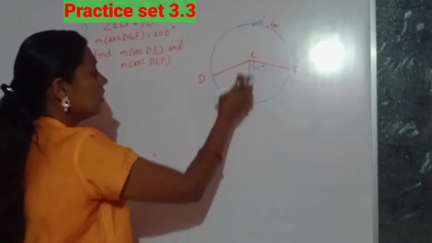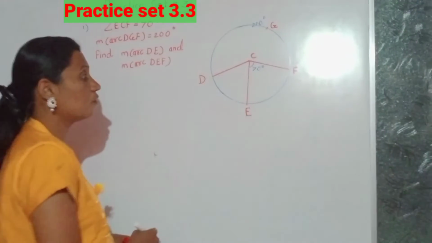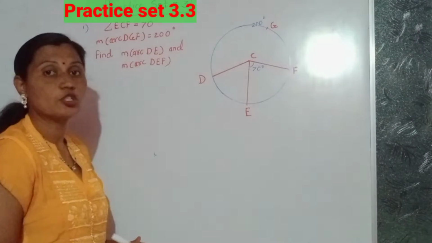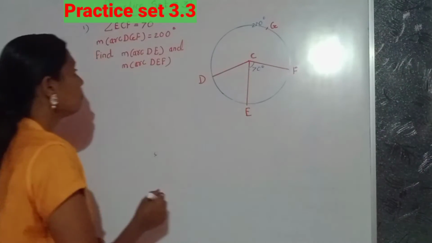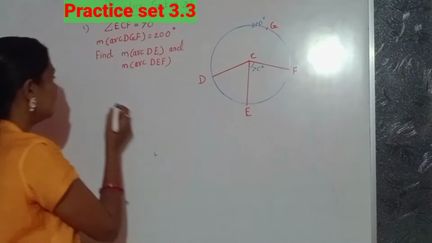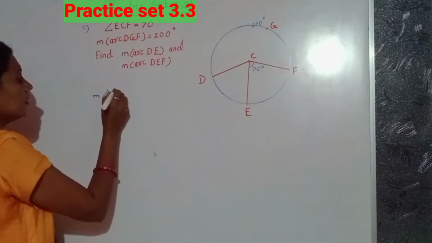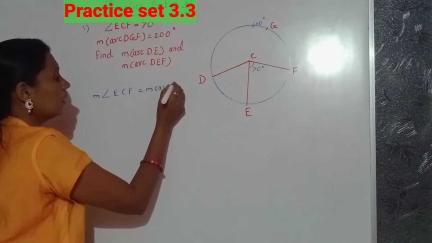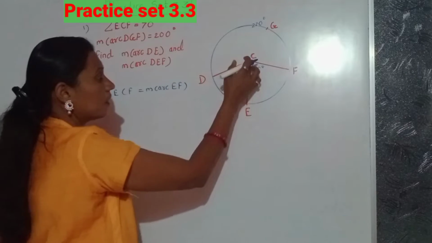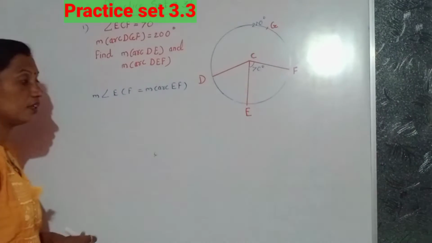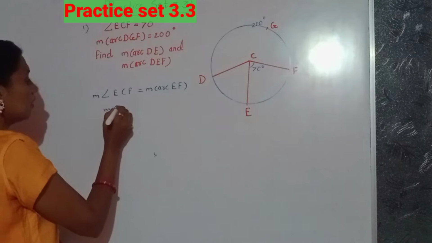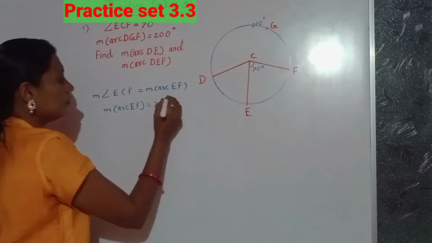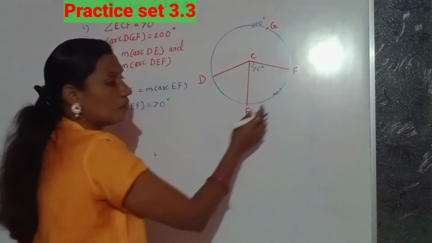Now see here, ECF is a central angle. Therefore, according to the central angle property, arc EF has the same measurement, 70 degrees. Measurement of angle ECF is equal to measurement of arc EF. Therefore, the measurement of arc EF is 70 degrees.